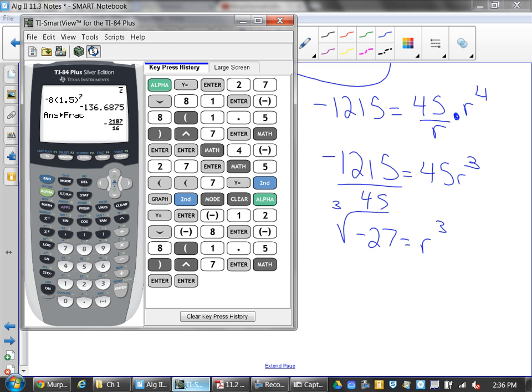In your calculator, you hit math. Number 4 is the cube root. You guys see that? And I type in negative 27. An odd root of a negative number is an okay thing to have. It works out fine. So my rate here is how much? Negative 3.